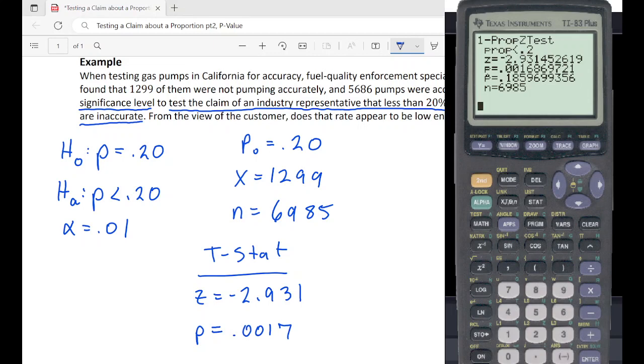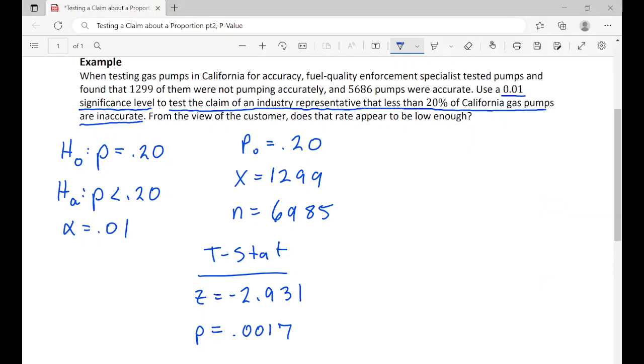Now we don't need the calculator anymore, so just remove that. And since we're using the p-value method, we're going to compare our p-value to our alpha value. So 0.0017 is less than 0.01. Since our p-value is less than our alpha value, we can reject the null hypothesis.